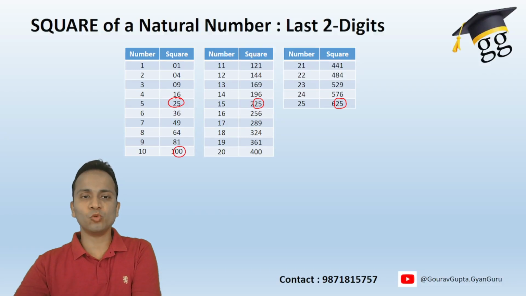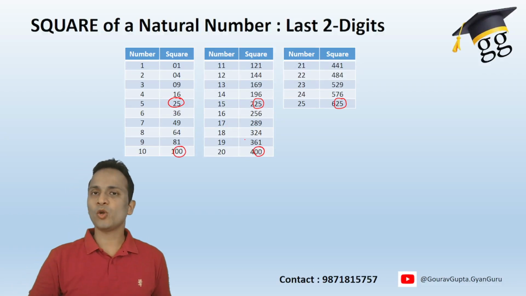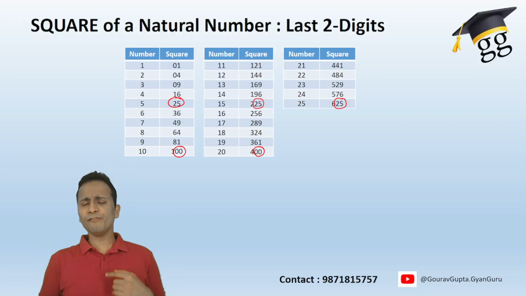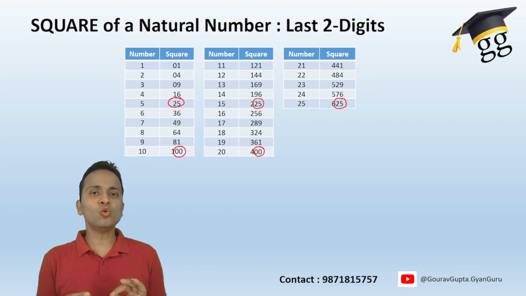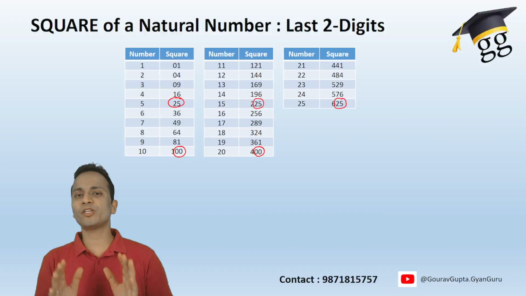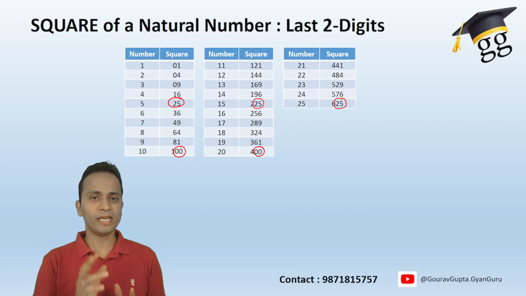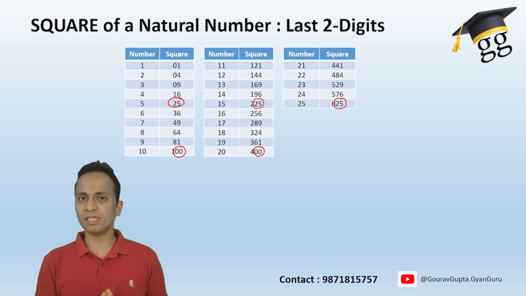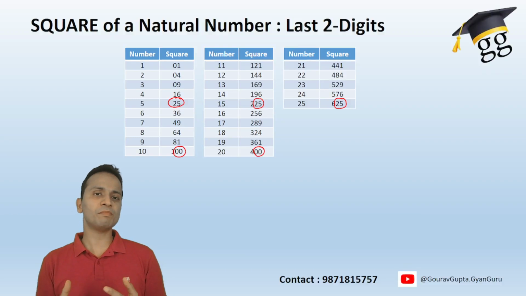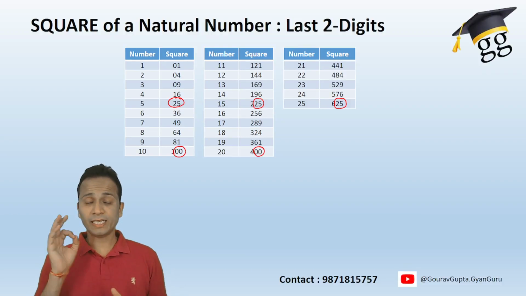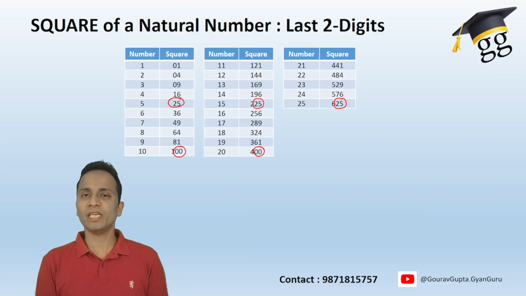And then these two, the squares of 10 and 20, end with double zero. Now, if you look at the last two digits of the squares of the remaining numbers, I have marked 5 numbers. Don't look at these 5 numbers, just look at the others. Then the last two digits are unique.